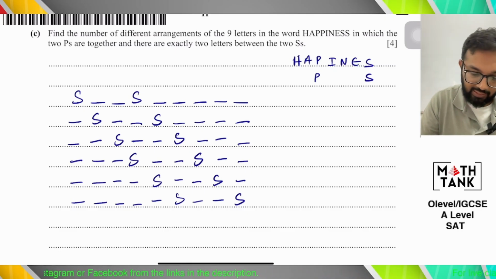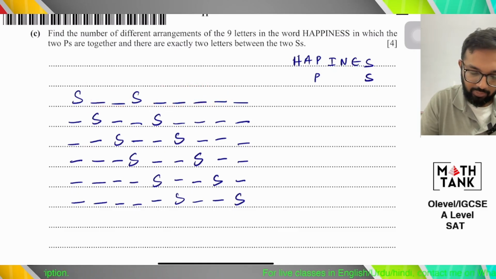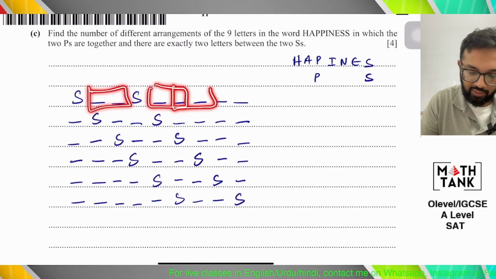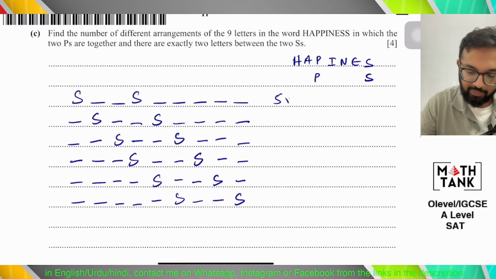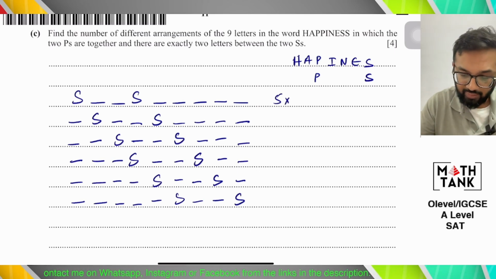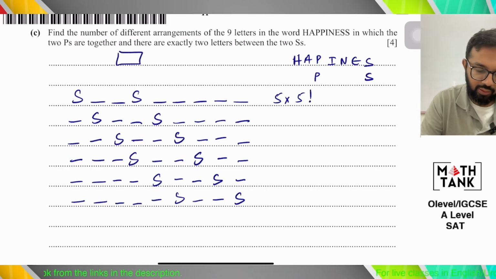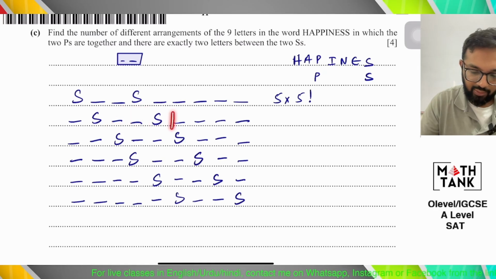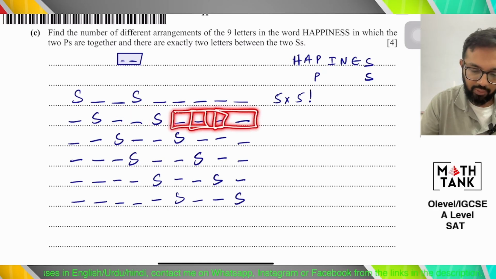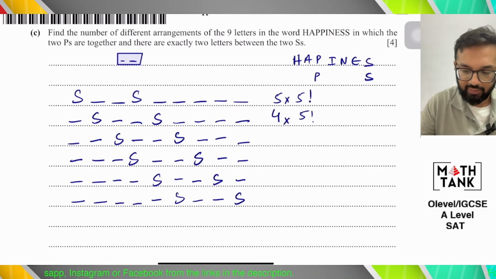So where can the P's appear? 1, 2, 3, 4, and 5. Okay, so there are 5 places where the P's can appear. The other letters can shuffle between themselves. How many other letters are there? 5 factorial. So the box that the P's are in can move around in fixed positions only. Similarly, it can appear here 1, 2, 3, 4. So that's 4 ways that the box can appear, and then there are the other 5 letters.